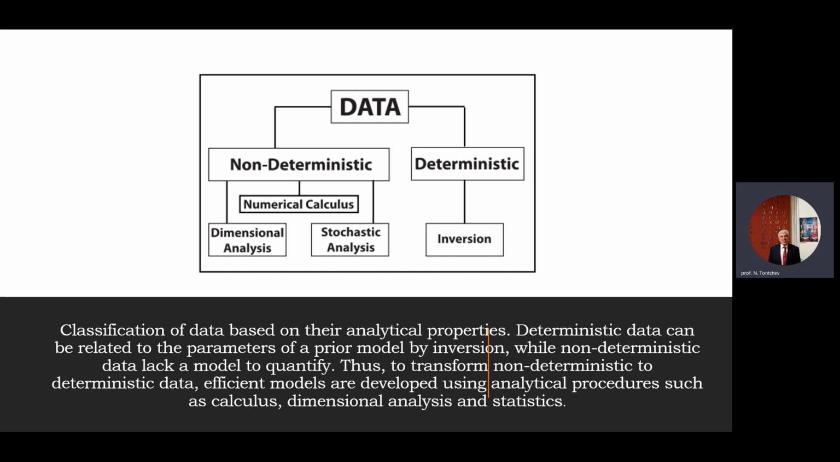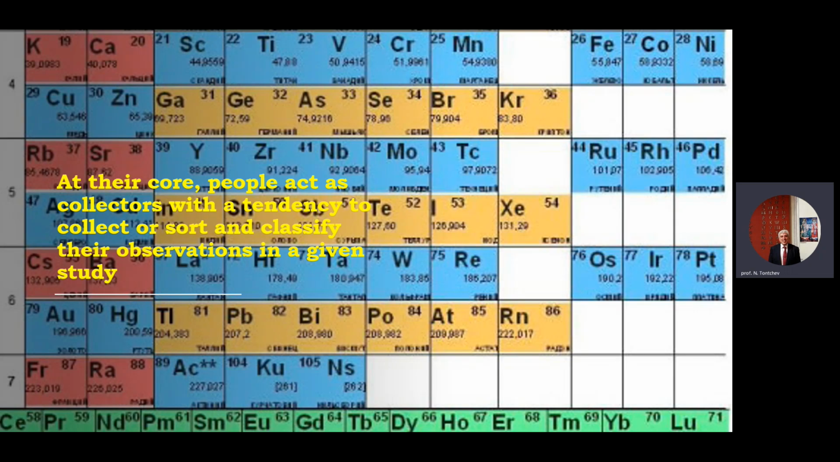In contrast, deterministic data are numbers with or without units of measurement attached that can be related to equations based on natural process variables. At their core, people act as collectors with a tendency to collect or sort and classify their observations in a given research. The resulting information is usually provided for use and reporting of observations. Figure 2 presents a simple classification scheme for data in terms of their basic analytical properties.